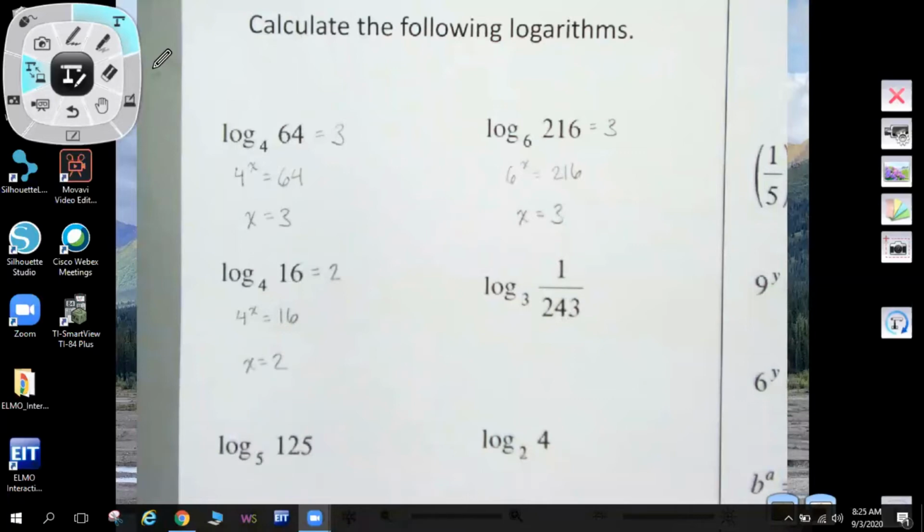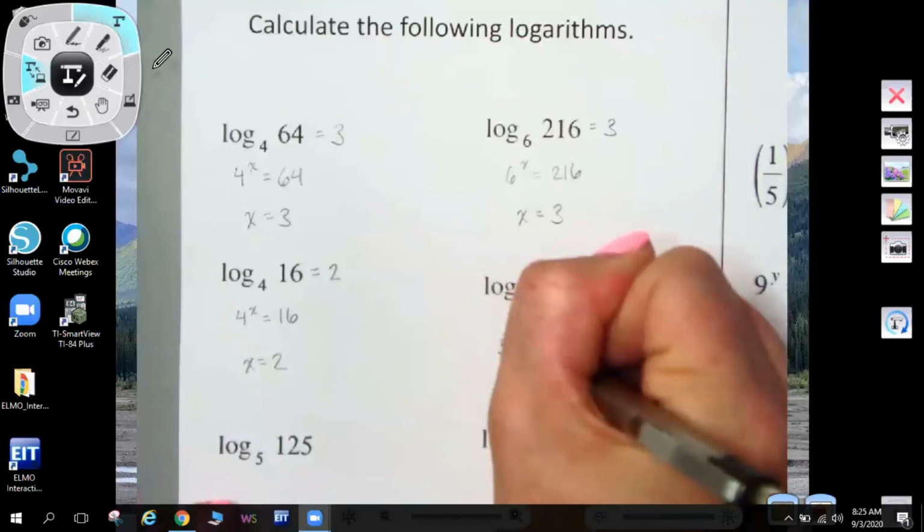Okay, the next one's a little bit fun. When a math teacher says that, you know that it's more complicated, right? But only by a little bit. Log base 3 of 1 over 243. So this logarithm is asking 3 to what power equals 1 over 243.